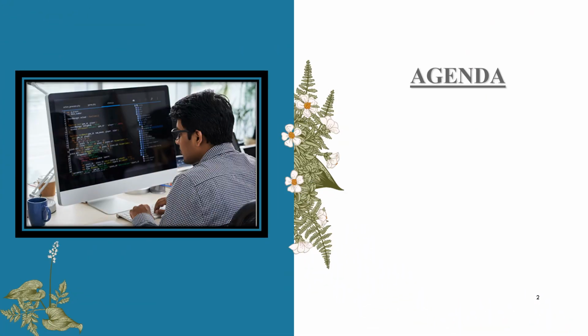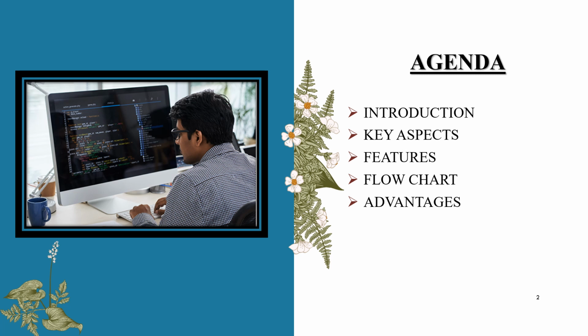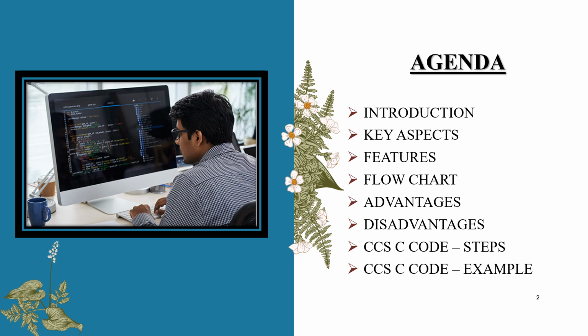Now we will start with the following points which we are going to study. The first one is introduction, the second one is key aspects, the third one is features, the fourth one is flowchart, the fifth one is advantage, the sixth one is disadvantage, and the last one is CCS code, where we will study the steps and example of C code.